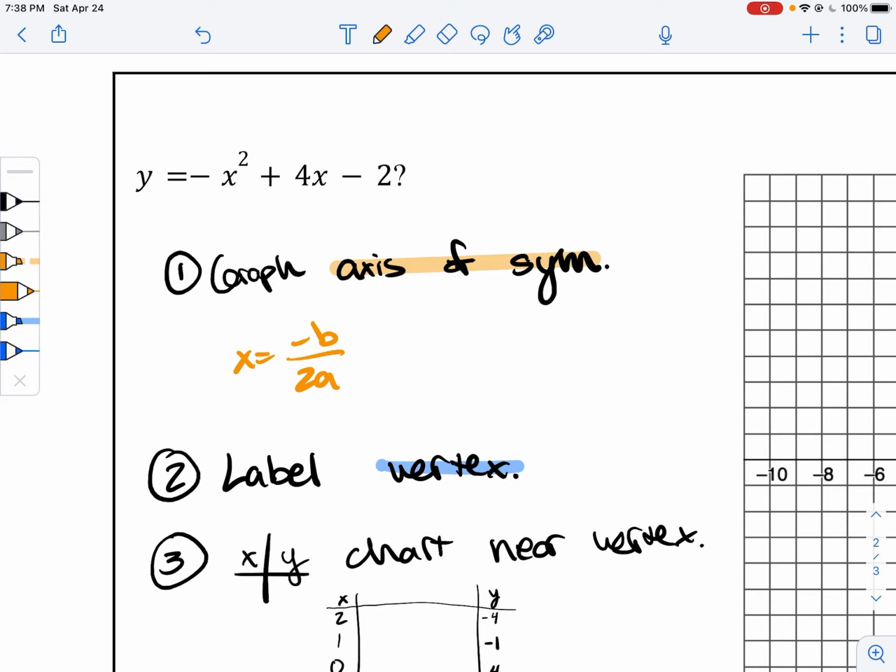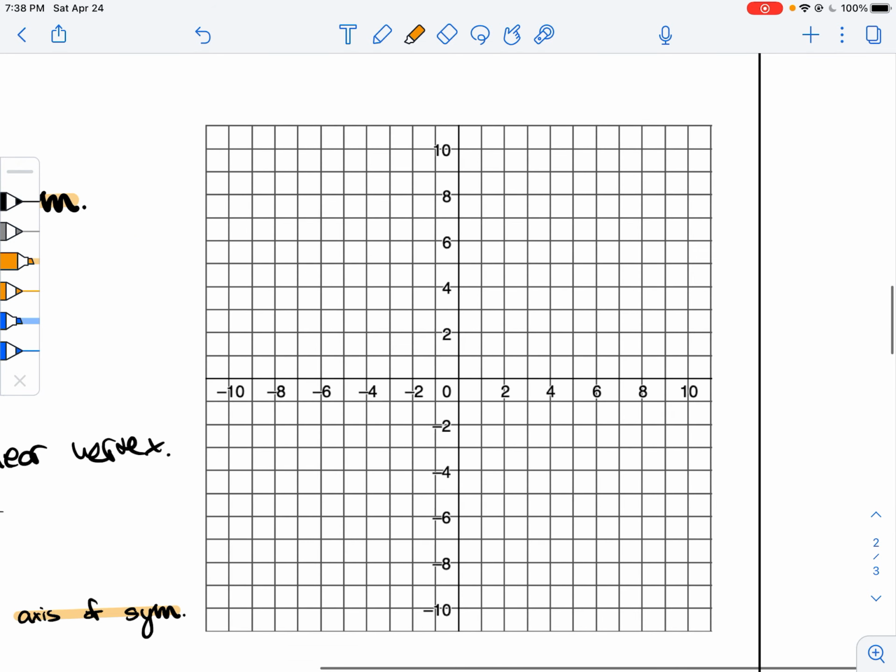Okay. So here our a is negative 1, our b is 4, our c is negative 2, which gives us negative 4 all over 2 times negative 1, which is negative 4 over negative 2, which is a positive 2. So we're at x equals 2. That was just like the last one, but one less. So that's fun.